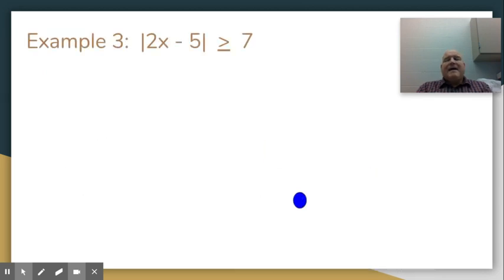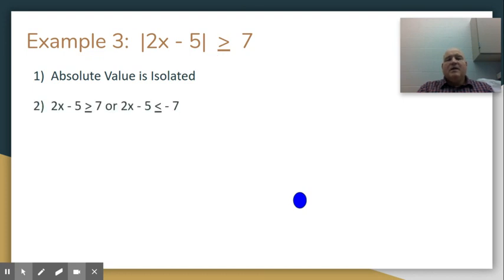Take a look at our last example. The absolute value of 2x minus 5 is greater than or equal to 7. So a little bit more challenging problem to do. Again, notice there's nothing outside the absolute value that's on the same side of the inequality. So we don't have to do any work there. It's a greater than, so therefore it's an or. We're greater than or equal to 7, or 2x minus 5 is less than or equal to negative 7.